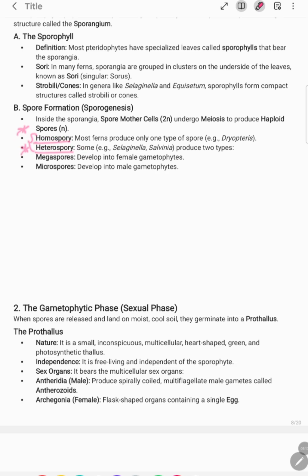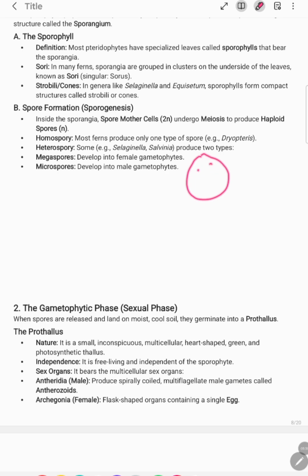Now here the terms are important: homospory and heterospory. When in the sporangia only one type of spore is produced, it is known as homospory. Homo meaning similar or same. While in some ferns, two types of spores are produced.